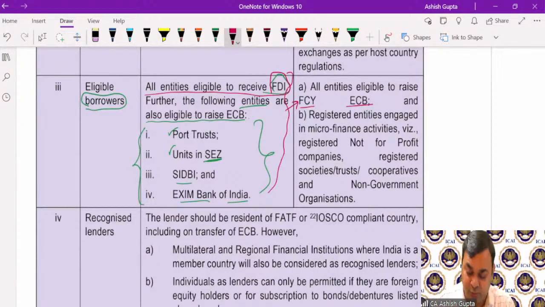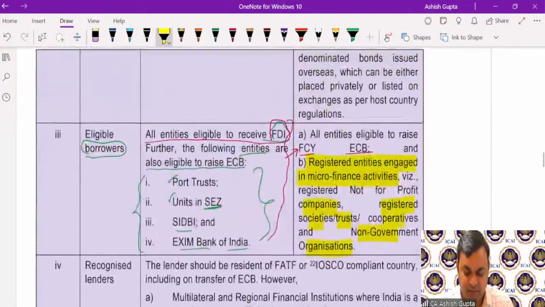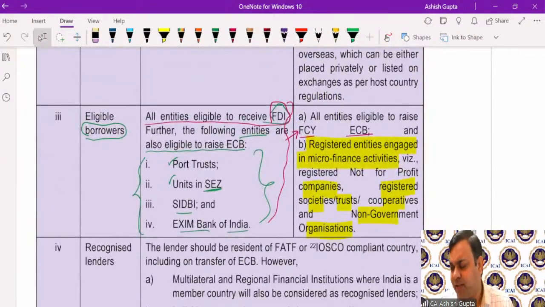With addition to that, a registered entity engaged in microfinance activity, that is registered not-for-profit companies, registered societies, trust, corporates, and non-government organization, they are also eligible to receive ECBs, right? Foreign currency loan. So I think the third point is clear.